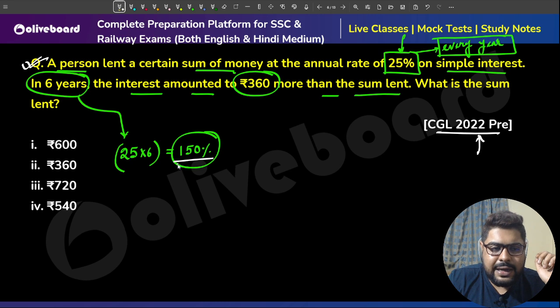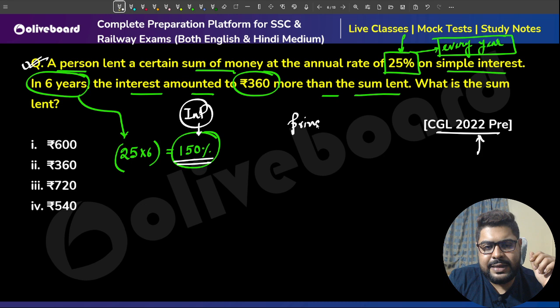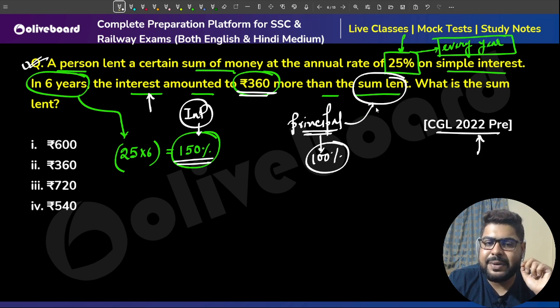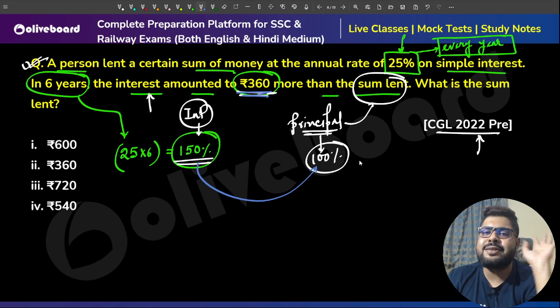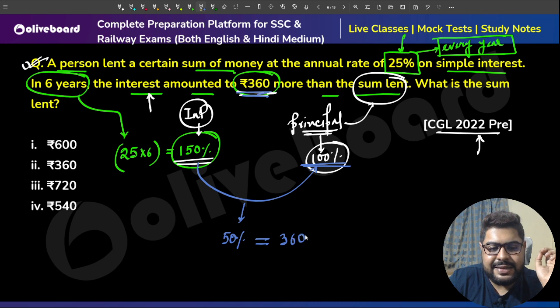Our interest in this case became 150%. And principal, we all know, is 100%. Now what they are saying, the interest amounted to 360 rupees more than the sum lent, meaning the principal. Meaning the interest, which is 150%, is 360 rupees more than 100%. Principal is 100%. So how much more? That means this 50%, which is more, is given as 360 rupees.